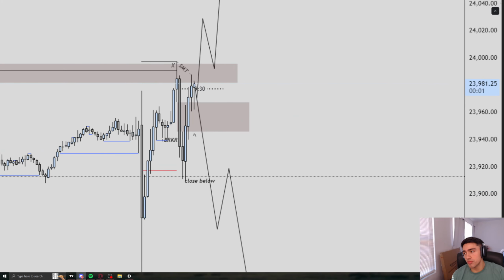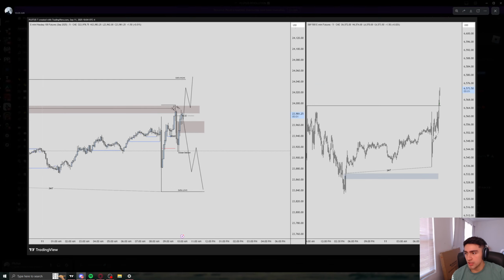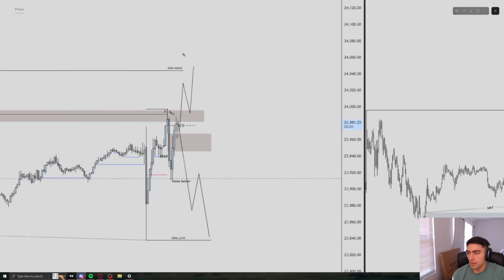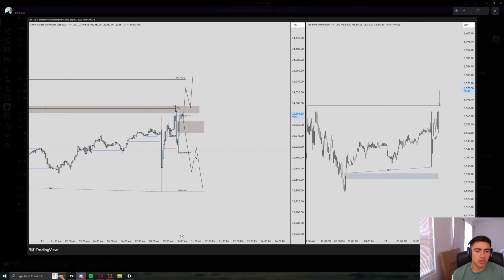So in order to confirm this bullish bias on NQ, I need a displacement through this high, closing above. So if we retest the breaker and have a 5-minute gap, we had a lower time frame model, continuation model to the all-time highs, which is data highs. Or we close below this low.